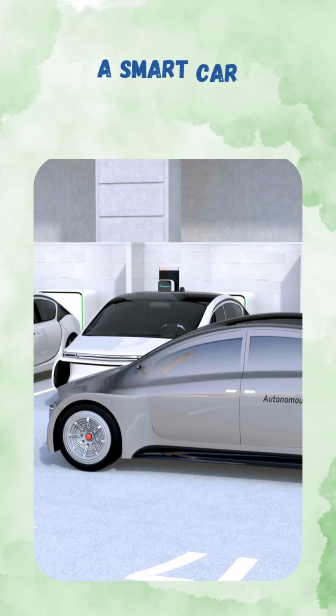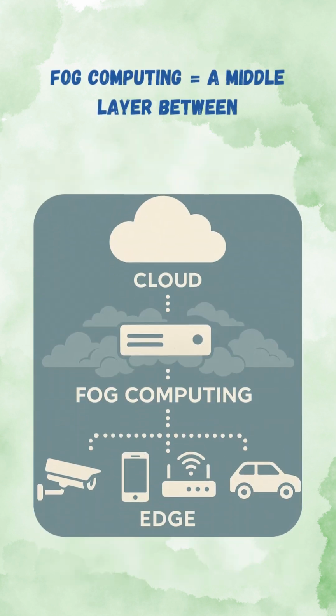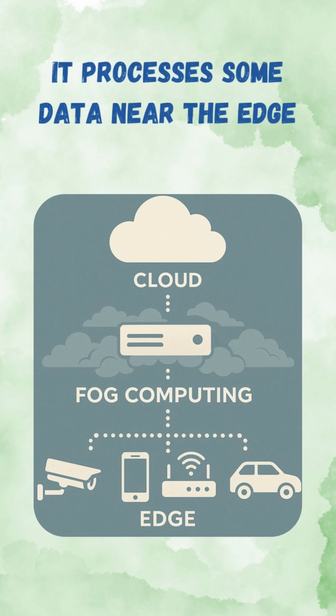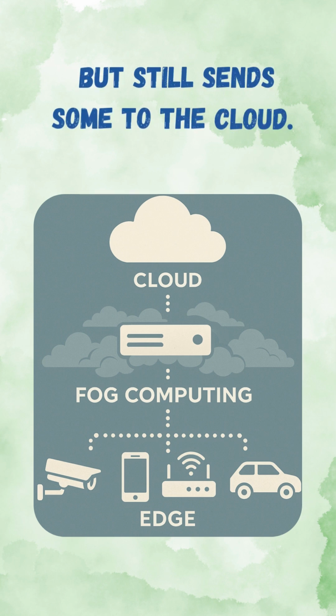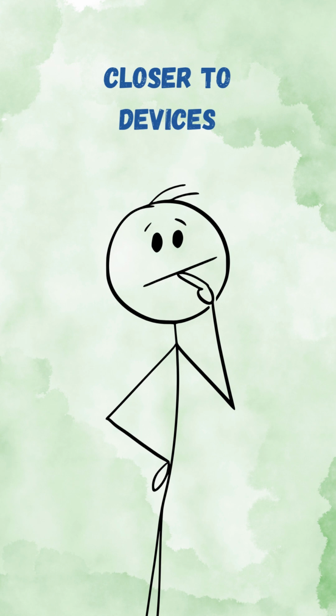Example: a smart car processing info instantly. Fog computing equals a middle layer between cloud and edge. It processes some data near the edge, but still sends some to the cloud. Think of it like a mini cloud closer to devices.